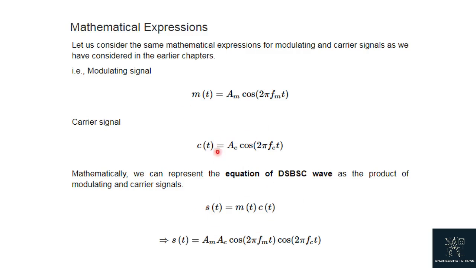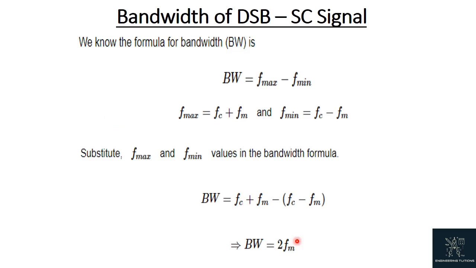Substituting the values of m(t) and c(t) in this equation, we get s(t) = Am Ac cos 2πfmt × cos 2πfct. Now, the bandwidth of the DSB-SC wave. We know the formula of bandwidth is fmax minus fmin. So fmax = fc + fm and fmin = fc − fm. Substituting these values in the bandwidth formula, we get bandwidth = (fc + fm) − (fc − fm). So bandwidth = 2fm.